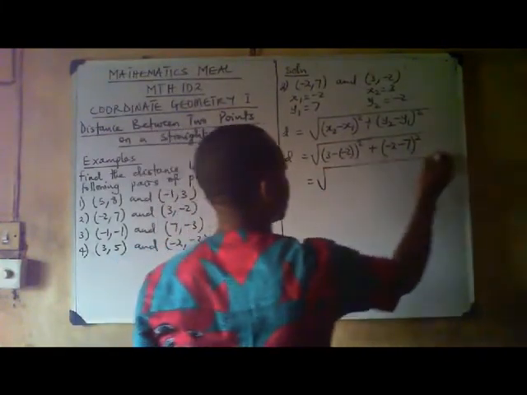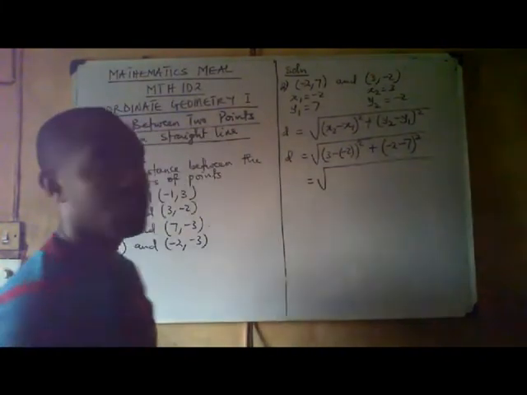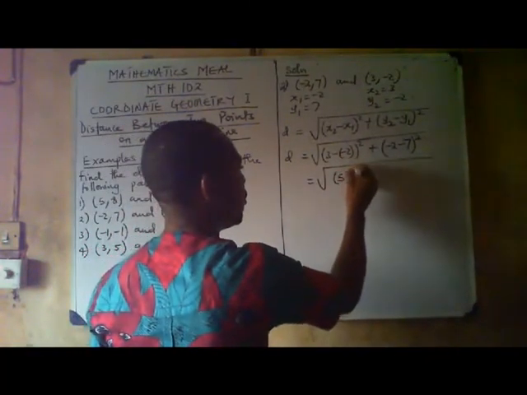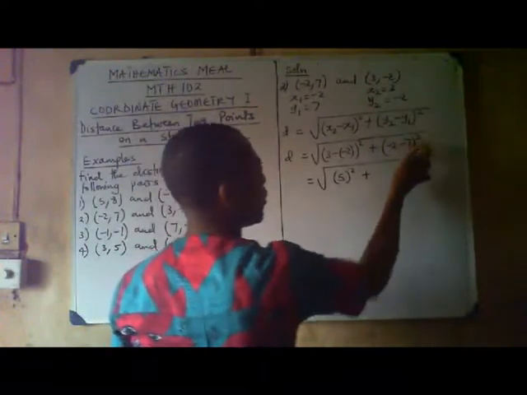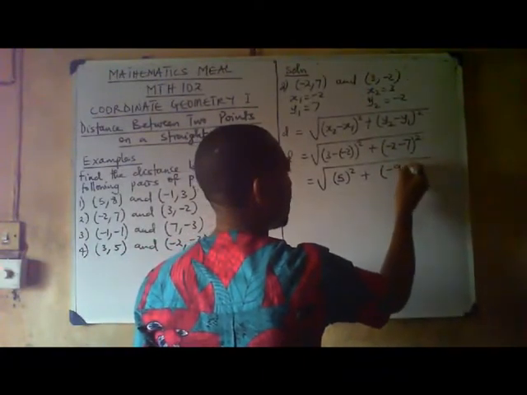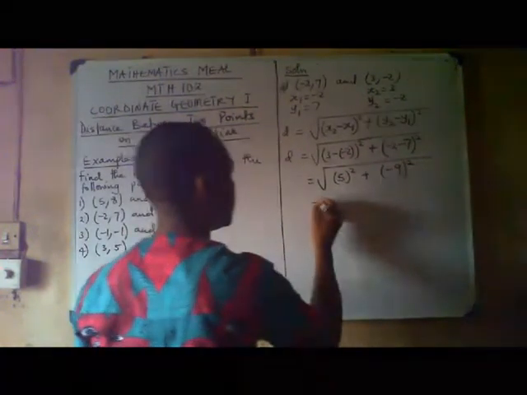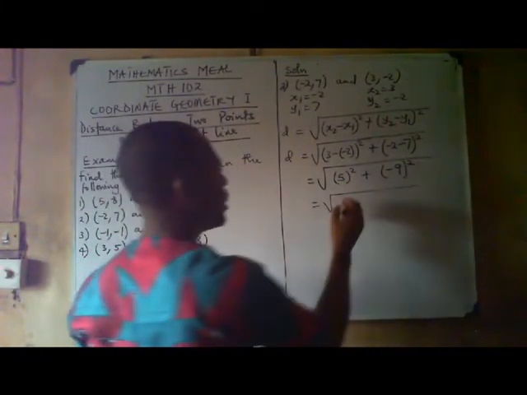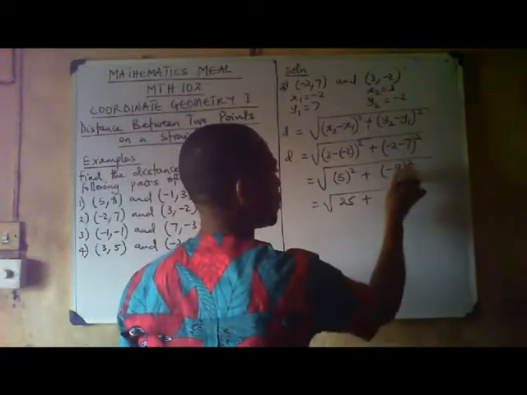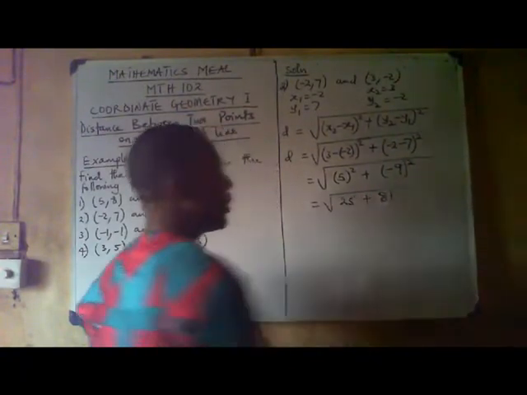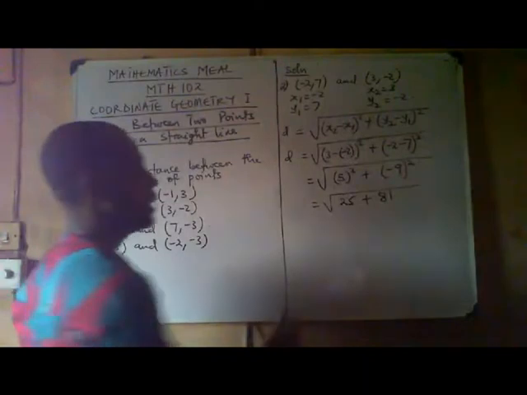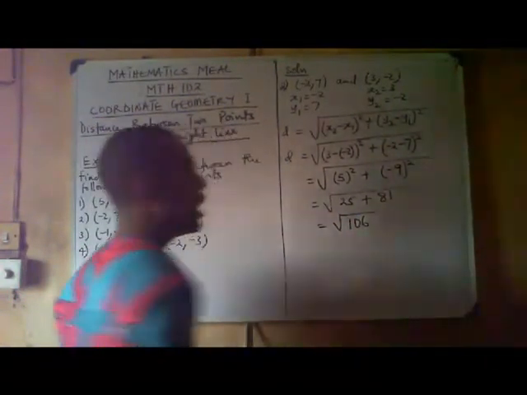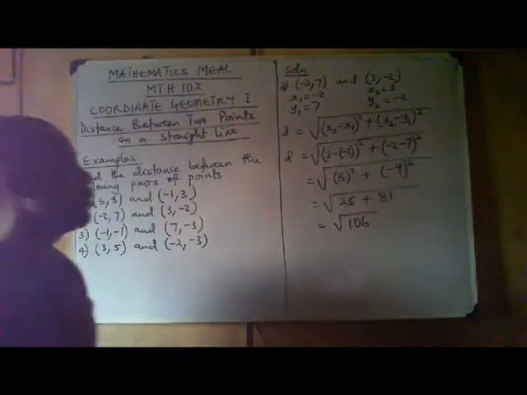And minus times minus will give us plus. So when we add this, we are going to have 5 raised to the power 2 plus minus 9 raised to the power 2. Reduce this to 5 squared, which is 25, plus minus 9 squared, which will give us 81. By the time we add this, we get square root of 106, and that would be the distance.